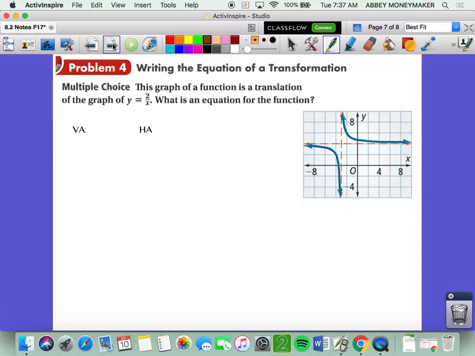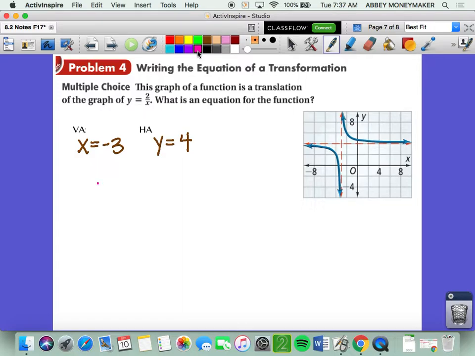So on problem number 4, it gives you the equation y equals 2 over x, and it gives you the asymptotes, and it wants you to create the equation. So looking at the graph, be extra careful. The axis goes by 2's. So please, please, please make sure you're paying attention to that. So let's talk about the vertical asymptote quickly. My vertical asymptote would be at x equals -3. And my horizontal asymptote would be at +4.